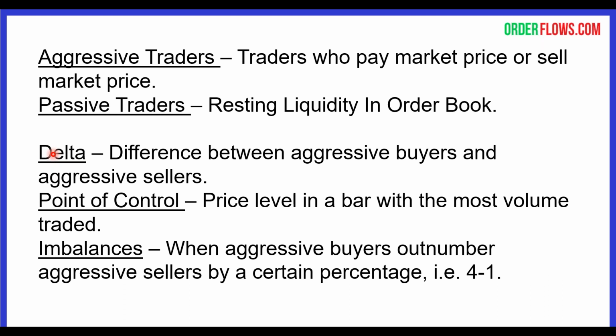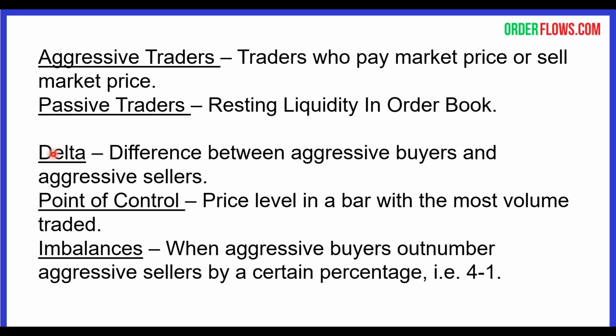If you're looking at a 5,000 volume bar, there's going to be a price level in that bar where the most volume transacts. That's going to be your point of control. So it doesn't matter whether you're looking at a time-based chart, a tick-based chart, a volume-based chart, etc., because within that bar, just as within a day of a volume profile, volume is going to be distributed. Okay, and it's simply the price level with the most volume traded on both the bid and the offer.